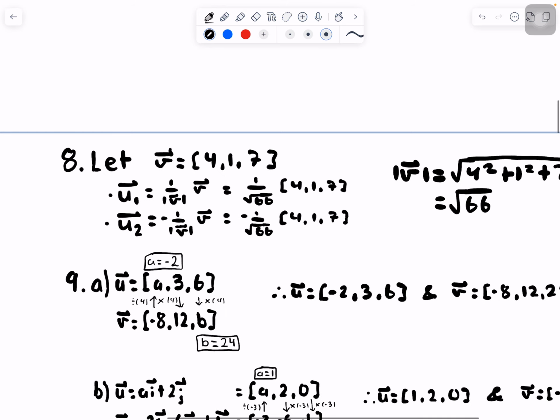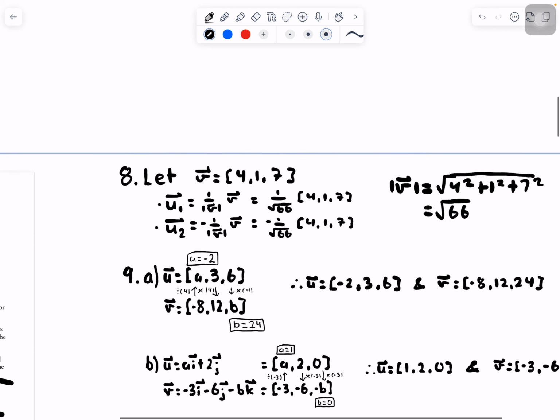Okay, so you have two unit vectors that will be collinear. One is the positive guy, and the other is the negative guy. That's u2. I called them u1 and u2, u standing for unit. Okay, perfect.